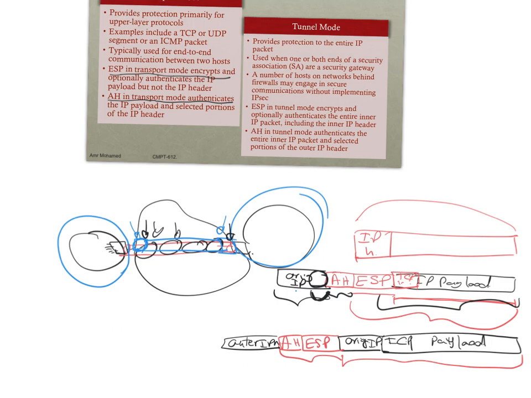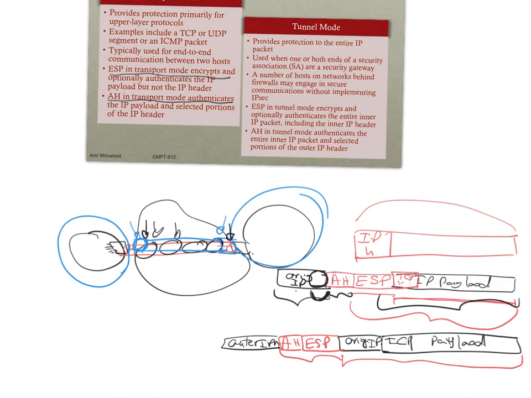Okay, so this is the tunnel mode. In this case, one or both ends of the security association are security gateways. By security gateway here, we mean a generic term which indicates firewall, router, anything that's used to secure an entire network, not just one host. Clear?